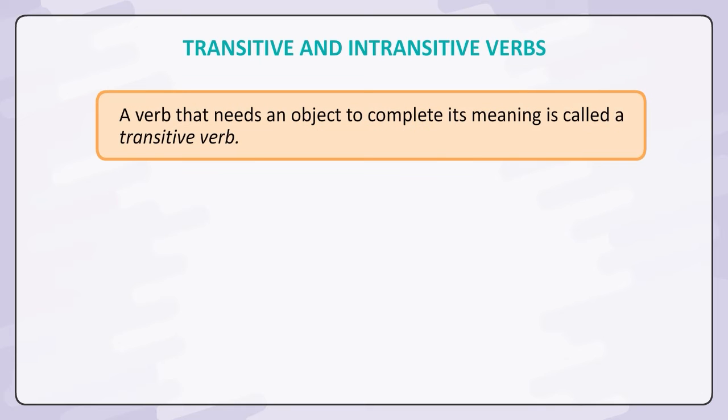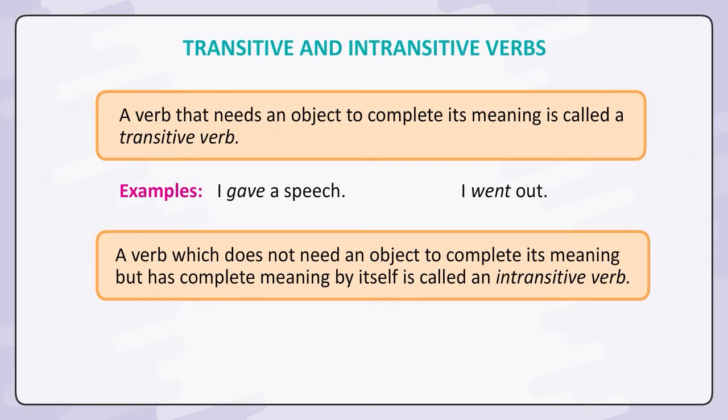Transitive and intransitive verbs. A verb that needs an object to complete its meaning is called a transitive verb. Examples. I gave a speech. I went out. A verb which does not need an object to complete its meaning but has complete meaning by itself is called an intransitive verb. Examples. He fainted. Shivani danced.